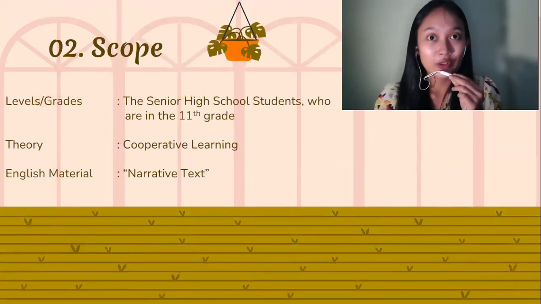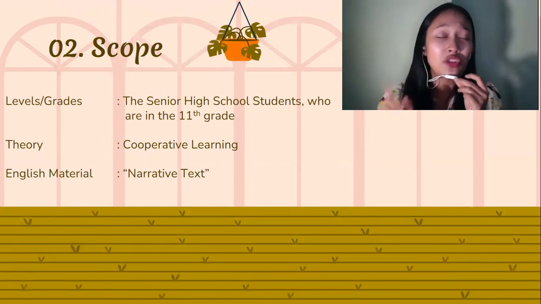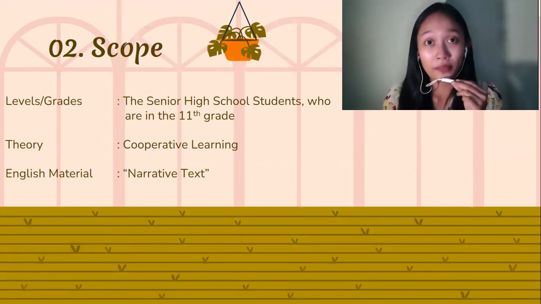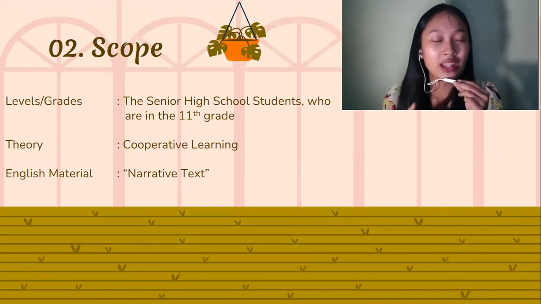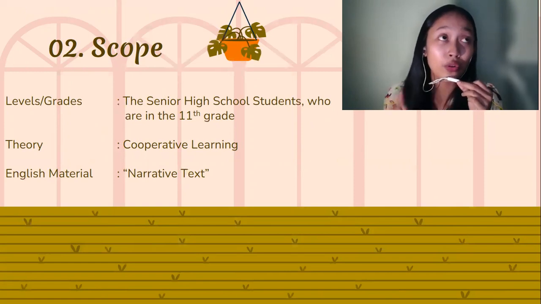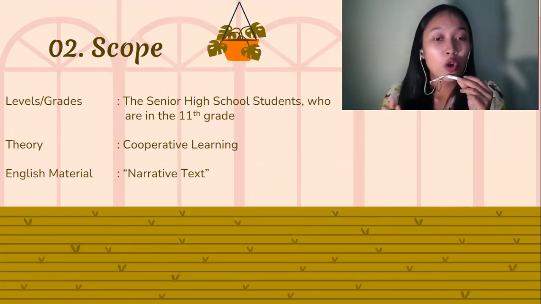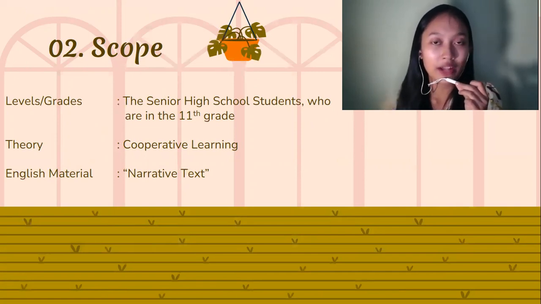This is actually the scope that will cover some information. First, the question is what level of grade this strategy is appropriate for? The answer is that this strategy is appropriate for senior high school students, especially those in the 11th grade. Then the second one is the cooperative learning as the theory, which I use in implementing this kind of strategy.